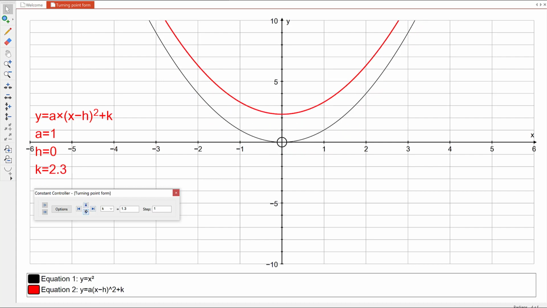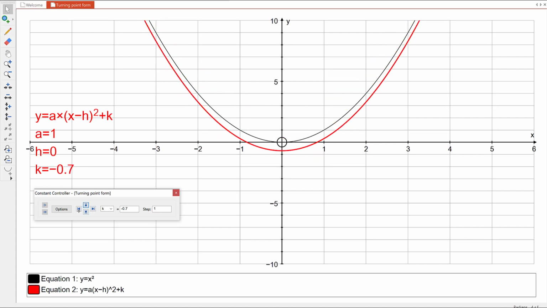Now we remember, oh sorry, it's because I changed the step size, my apologies.